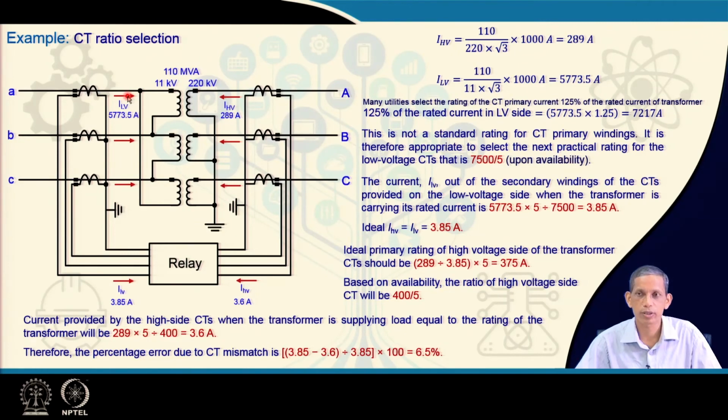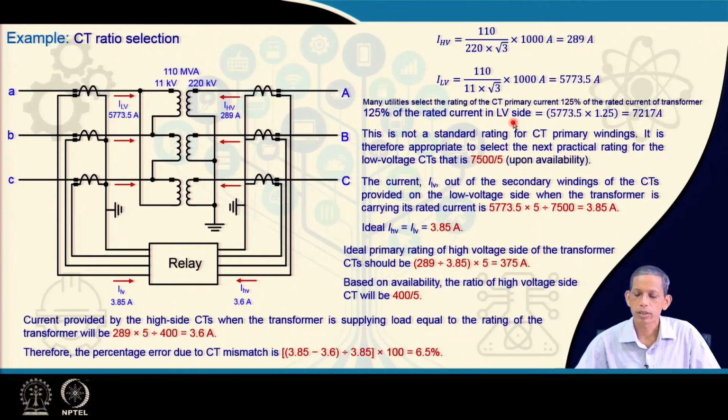since you require the line side current, which is measurable through the CT arrangement to the relay. That comes out to be close to 5773 ampere. Then how to proceed for the corresponding CT selection? Many utilities prefer that the CT primary current should be 125% of the rated current of the transformer, so that overloading and all these things are taken care of.